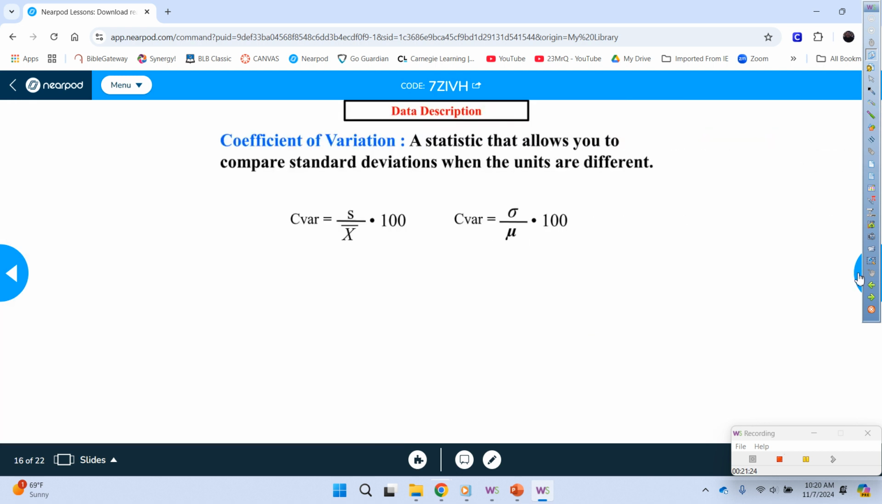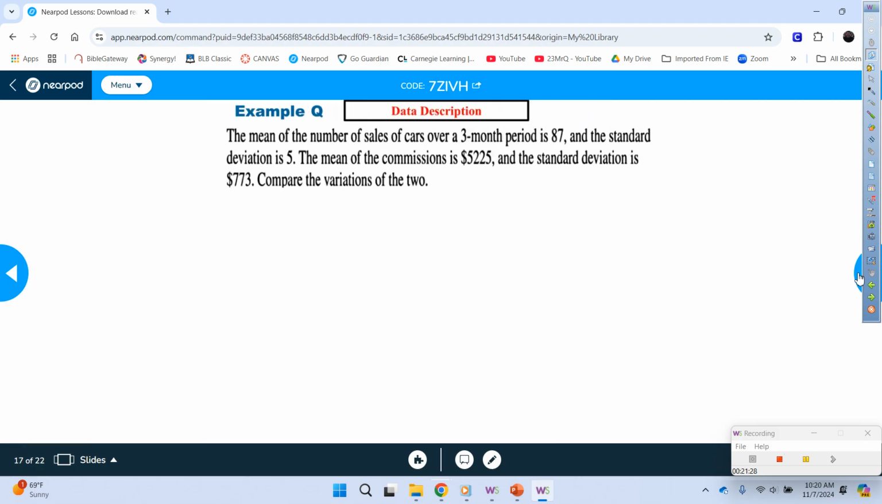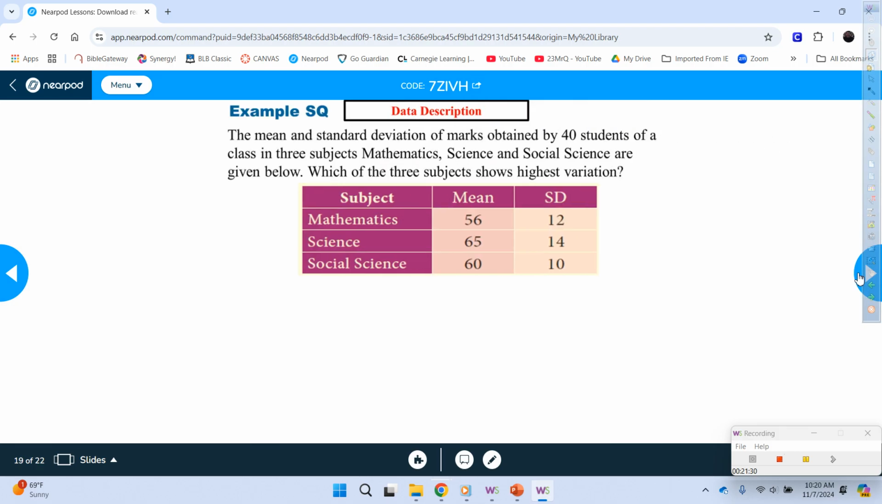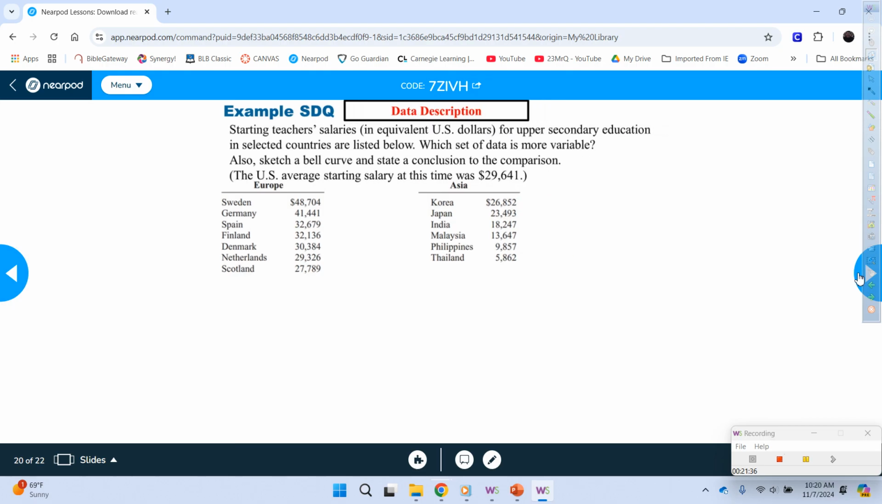So yesterday we talked about CVar. We did an example here in class. Another, you ended up with this one. Is that correct? Copy this one. However, turn to your neighbor. Let them know which of those data sets you are copying, Europe or Asia, and your neighbor is going to copy the other one.